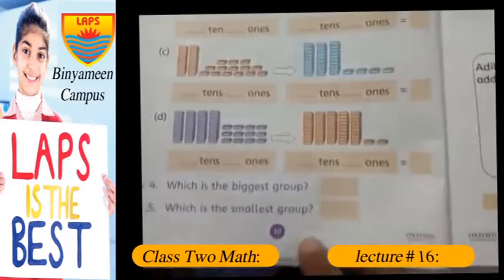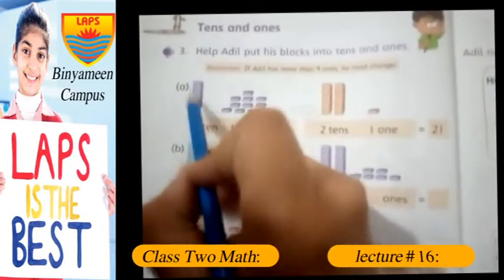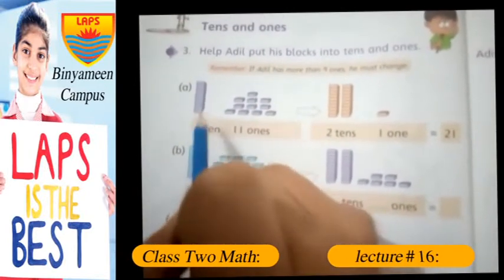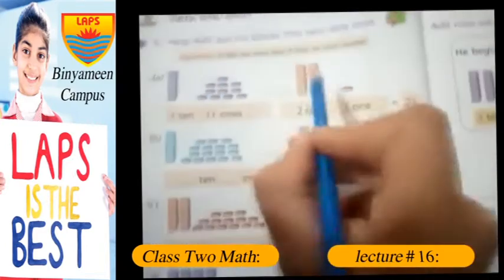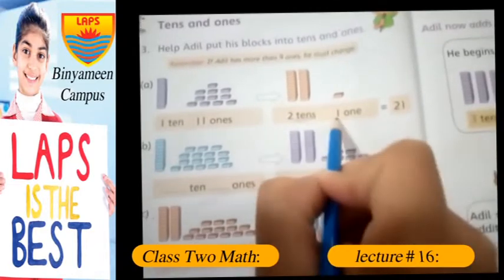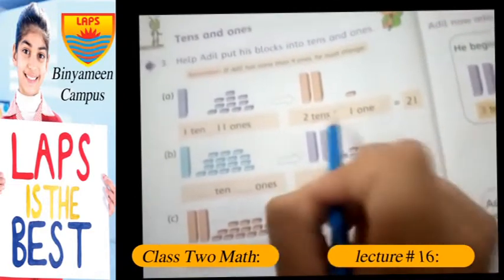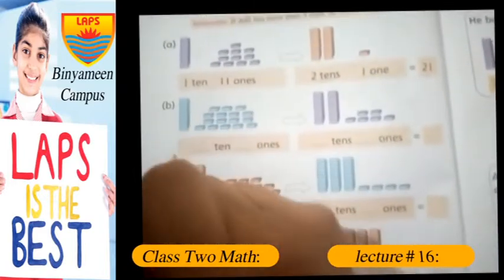If you open your books to page number 10, this page is our today's assignment. Now this bar here shows 10 and these little bricks show ones. So here we are provided with two bars, so there are two tens and one brick for 1. So two tens and one unit makes 21.